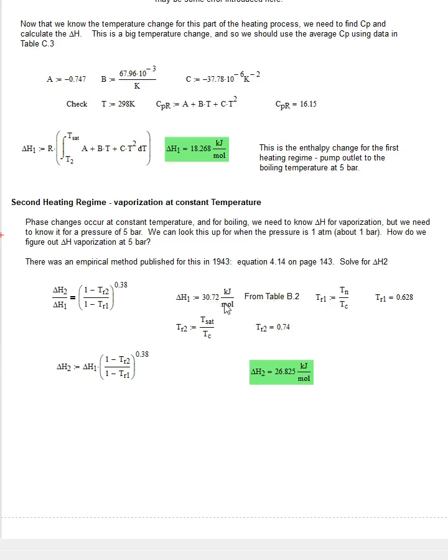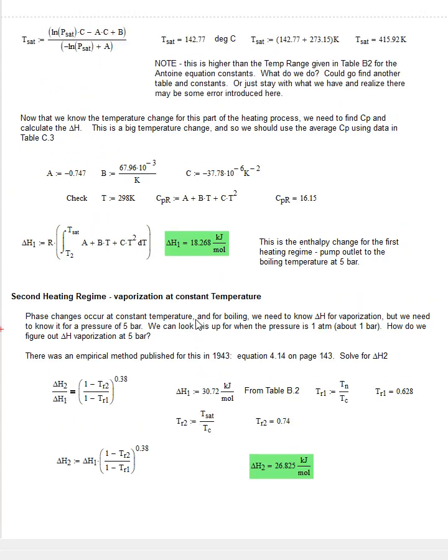If we look that up in our table, that is 30.72 kilojoules per mole. Our TR1 is the normal boiling point temperature divided by the critical temperature. We already tabulated the critical temperature up above, and so TR1 is 0.628. TR2 is our new temperature that we want to find the delta H of vaporization for. In this problem, we've called that Tsat.